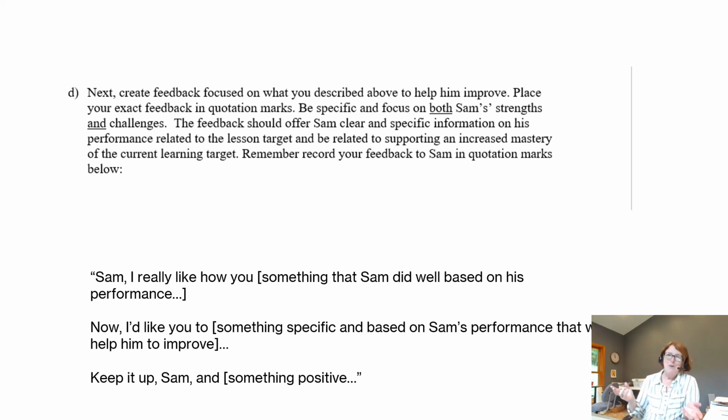This is the hamburger feedback. The bun is the positive. The feedback where he can improve is the meat, and you end on something positive. We call that the hamburger method of feedback. You might have heard me mention that in the course before. So Sam, I really like how you, that's our bun. Now you slip in the burger. Now I'd like you to, and do something specific and based on Sam's performance.